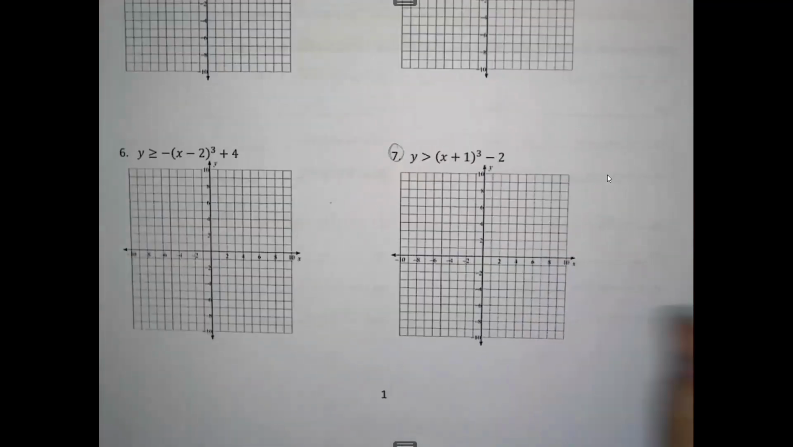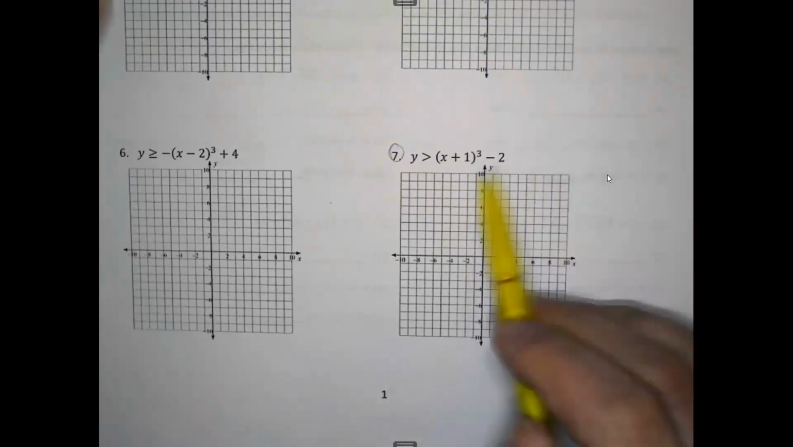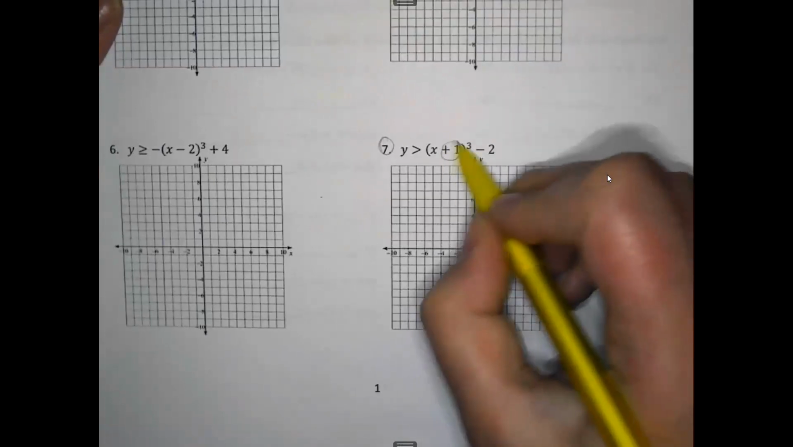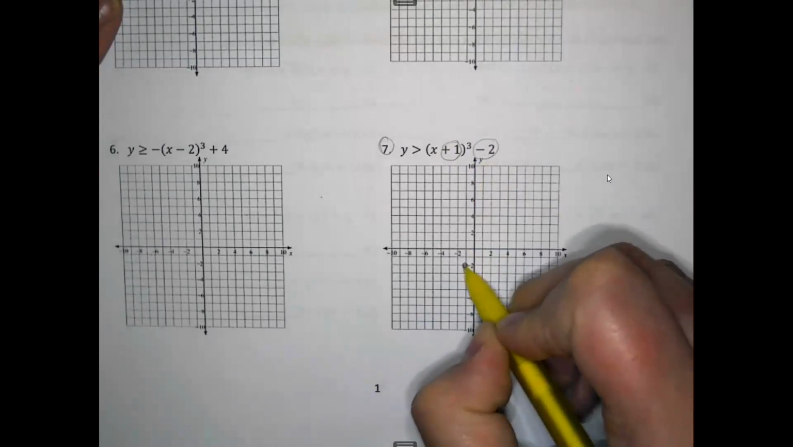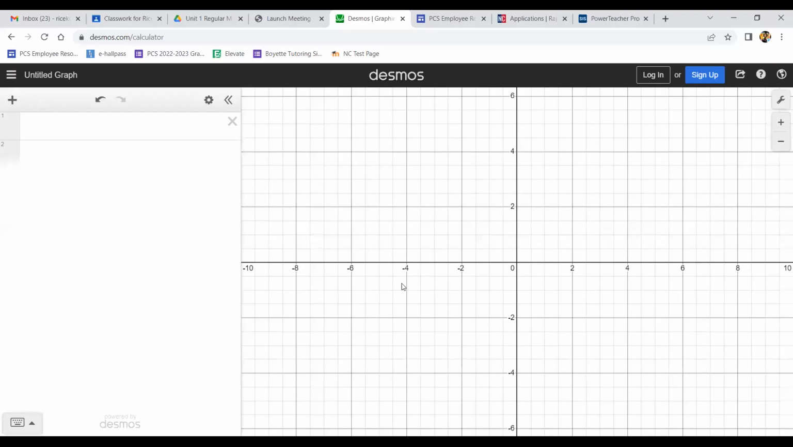All right. For the next section, you just have to graph it. So the first thing I always do when I graph is I look for the locator point. So the locator point is -1, -2. So left 1, down 2. And now I'm going to go ahead and type this into Desmos, and I'm going to look for that locator point in the table on Desmos.